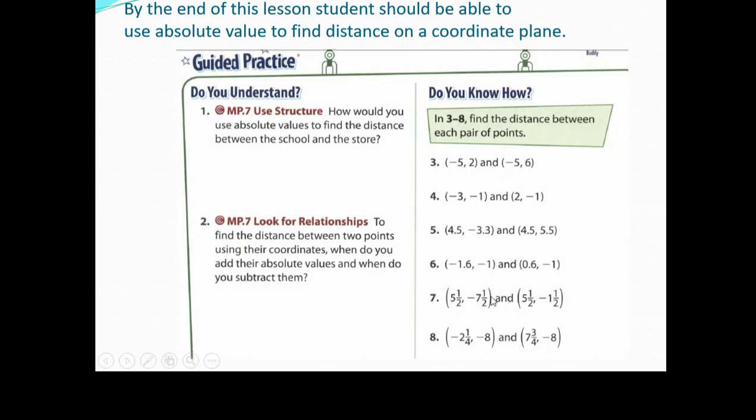In number 7, they have the same x coordinates, so I focus on the y coordinates. They have the same sign, so I subtract the absolute values. 7.5 minus 1.5 equals 6 units.